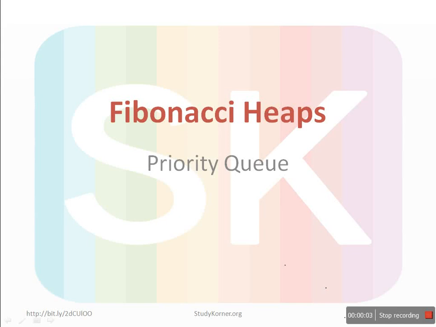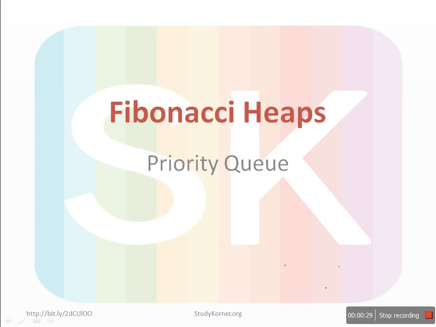Hello guys, in this video we will learn about the Fibonacci heaps. In previous lectures we already covered the other priority queues like binomial heap and binary heaps. So priority queues can be implemented using some special types of data structures like binary heaps, binomial heaps and Fibonacci heaps.